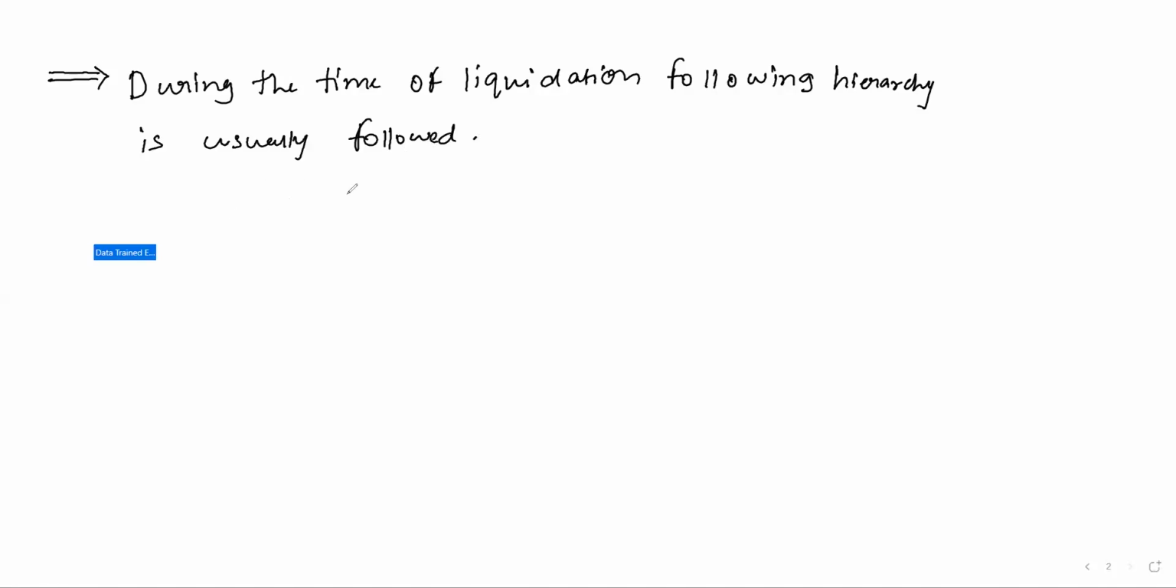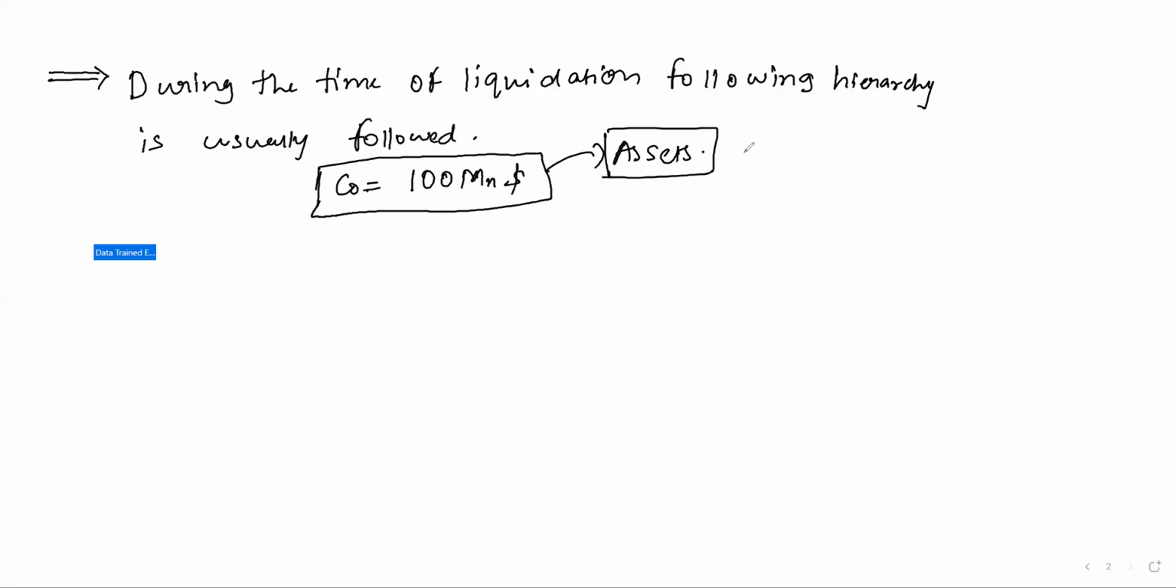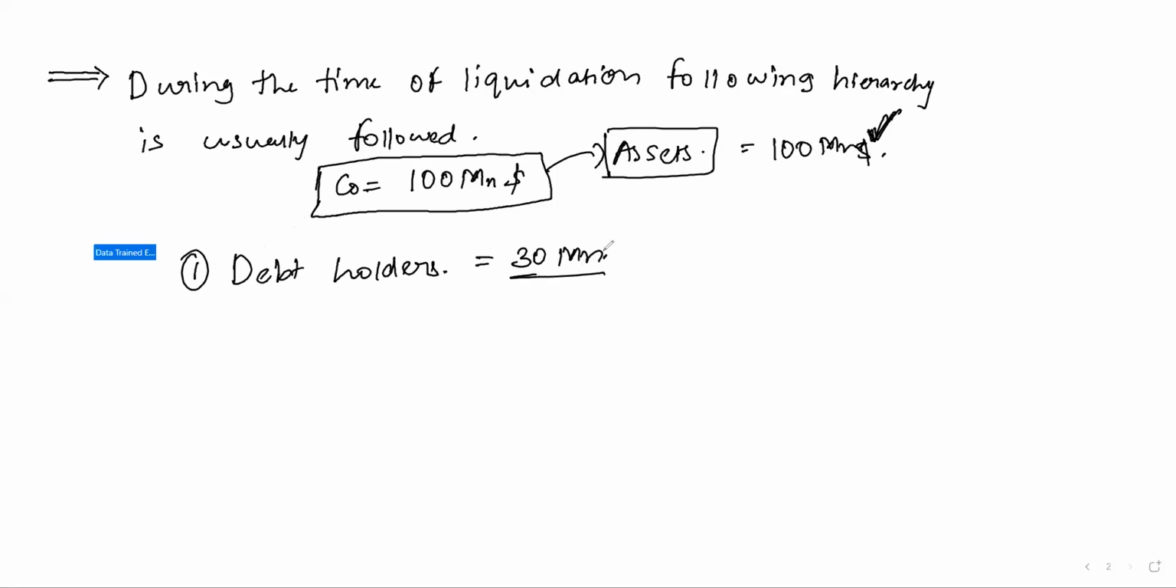So let's say that there is a company which has a liquidation value of $100 million. What does this mean? It means that the company is shutting down its operations, and all the assets that the company is going to liquidate are worth $100 million. Now, the question is, who will get the claims over these $100 million? The first one to get this $100 million would be the debt holders. Let's say debt holders had $30 million claims on these assets. Once debt holders are paid, the next to get the claim over this $100 million are preference shareholders.